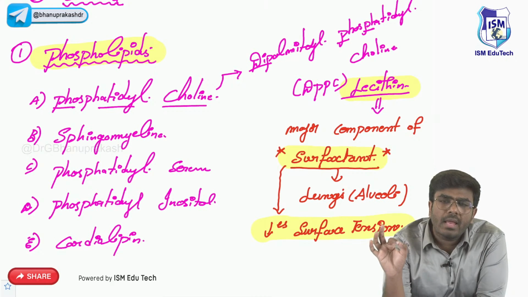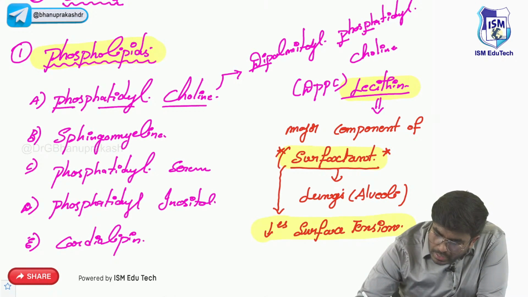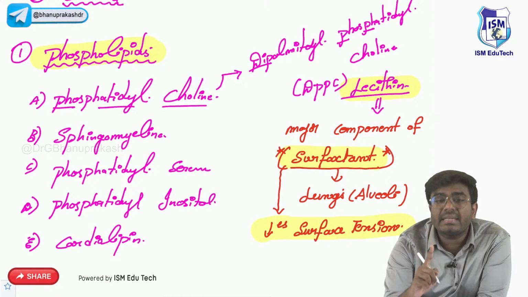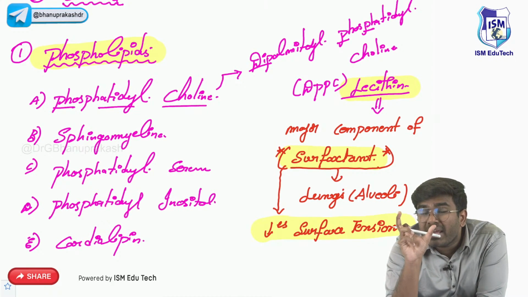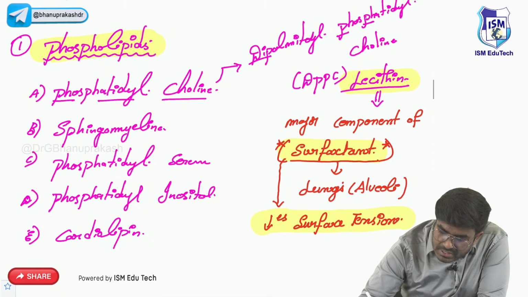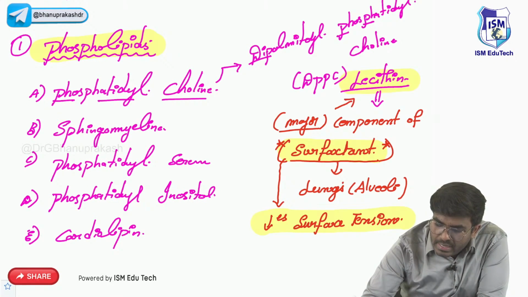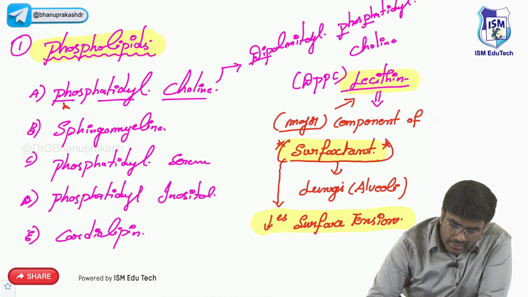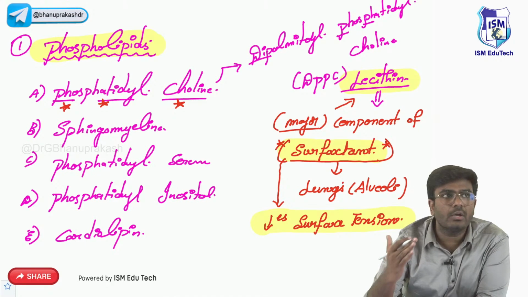Now, this surfactant is made up of a major lipid and a minor lipid. What is that major lipid? Just now I discussed it with you. The major lipid of surfactant is lecithin. Lecithin is nothing but phosphatidylcholine or DPPC, dipalmitoyl phosphatidylcholine.